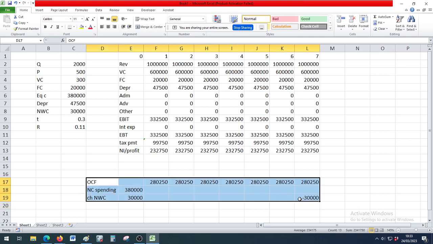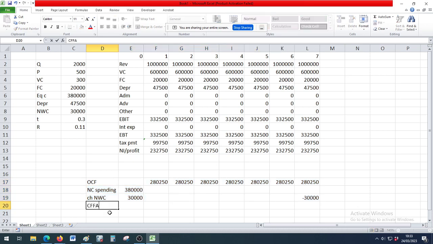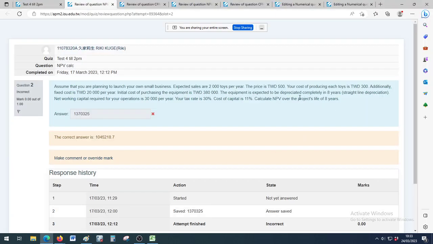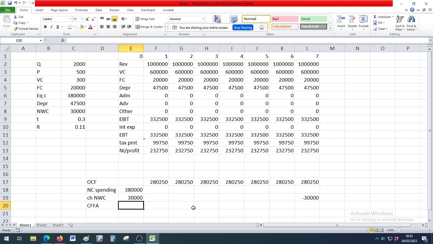That's all. Once we have these three, we can calculate cash flow from assets, and we can use cash flow from assets to calculate net present value, NPV. Okay, so let's calculate cash flow from assets. Formula to remind you, right? That's operating cash flow minus net capital spending minus changes in net working capital. Right? So that equals this minus this minus this.